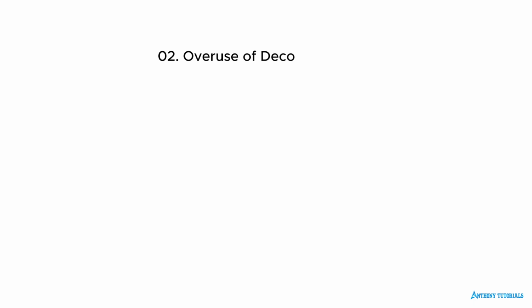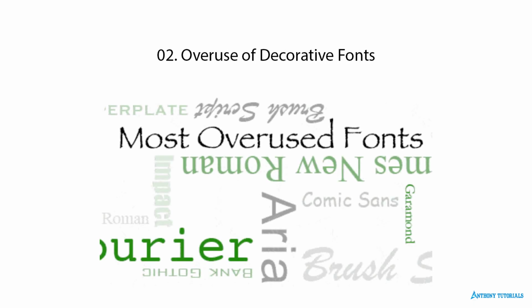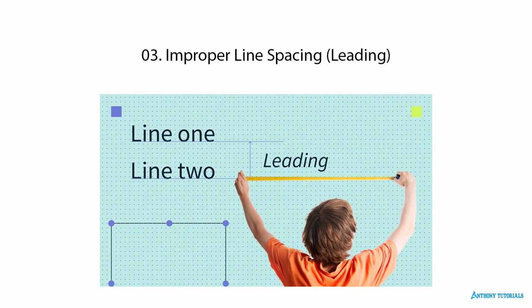2. Overuse of decorative fonts. Using ornate or decorative fonts like curls or Papyrus in large blocks of text. Result: strains readability and makes the design look unprofessional. 3. Improper line spacing, leading too much or too little space between lines of text. Result: crowded text can feel overwhelming, while excessive spacing breaks the flow.